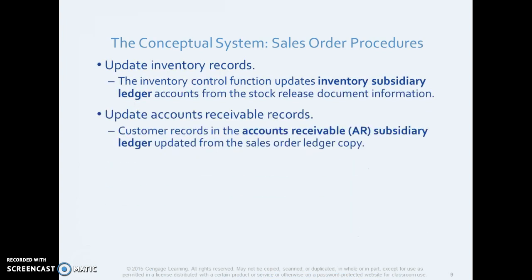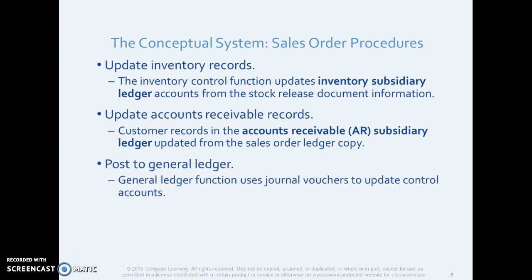We have to update the inventory records. The inventory control function updates the inventory subsidiary ledgers from the stock release document. So you want to see that inventory is gone and that's becoming cost of goods sold. We want to update the accounts receivable record. So customer records in an accounts receivable subsidiary ledger from the sales order ledger copy. Because it's a credit sale, obviously we have a receivable.